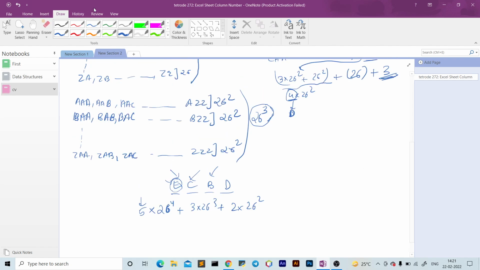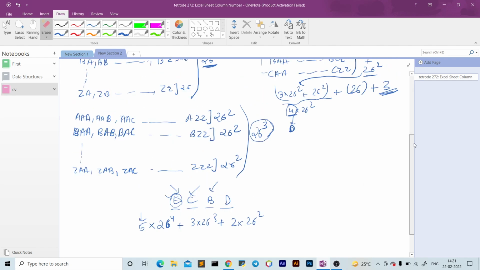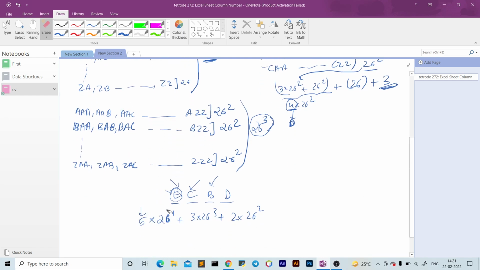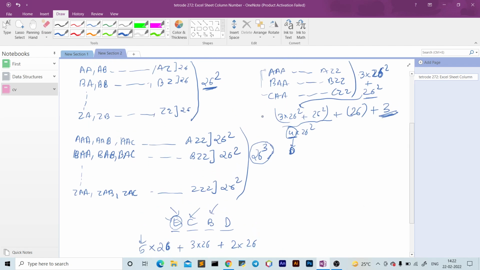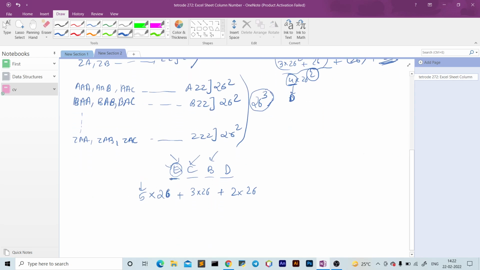Okay, wait. One thing. Okay, 26 square. For D, for 3 levels we had this 26 square, not 26 cube. So for this fourth letter it would be 5 into 26 raised to power 3, and 3 into 26 raised to power 2, plus 2 into 26, and for D we have 4. This would be the final answer.